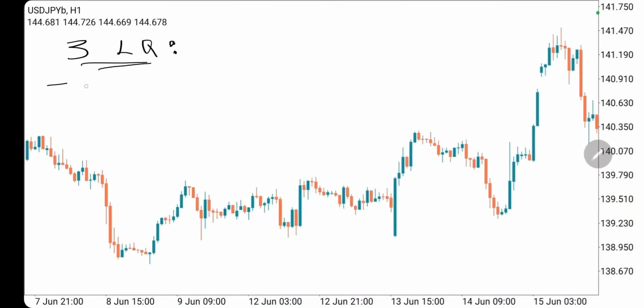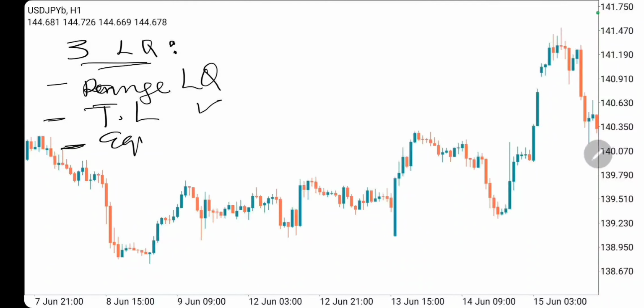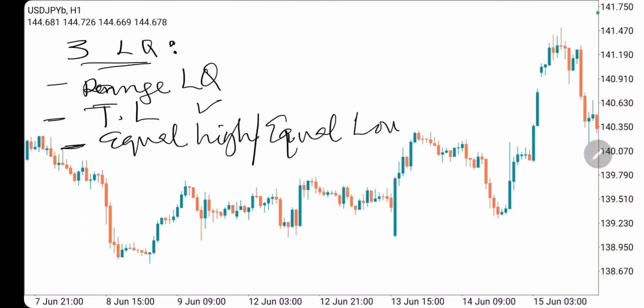We have range liquidity, we have trend line liquidity, and we have equal highs and equal lows liquidity.